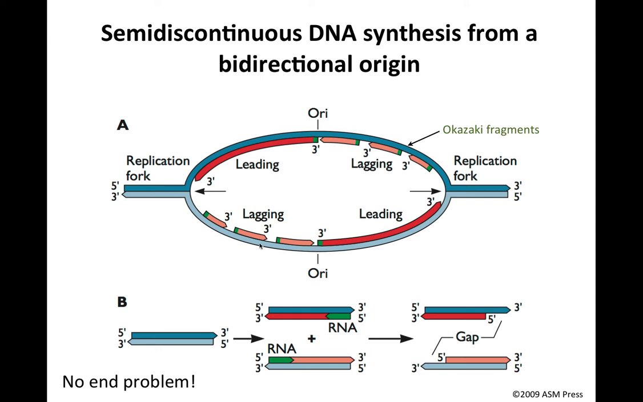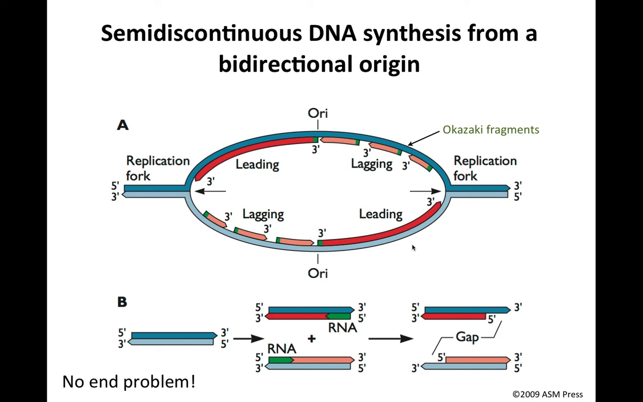So this is called the lagging strand because it occurs after the leading strand is made, and that is because the bubble has to open up a bit in order for the polymerase to have some template to work with here. So there are two lagging strands and there are two leading strands.